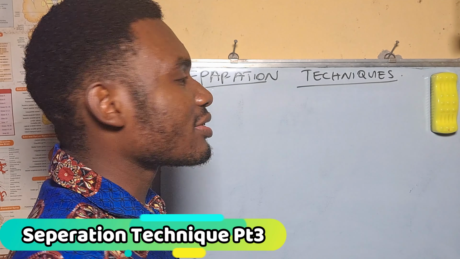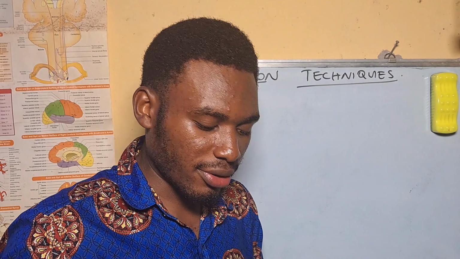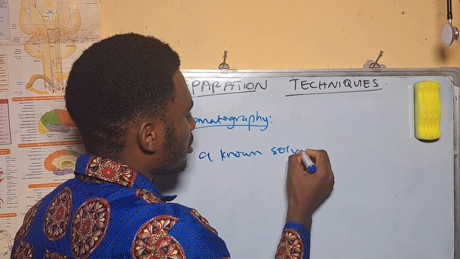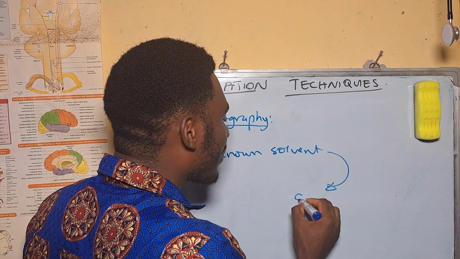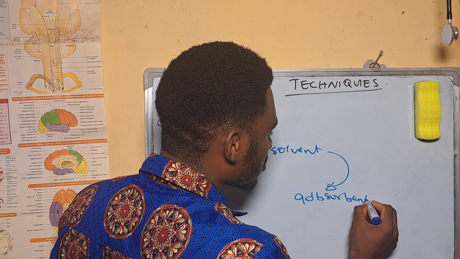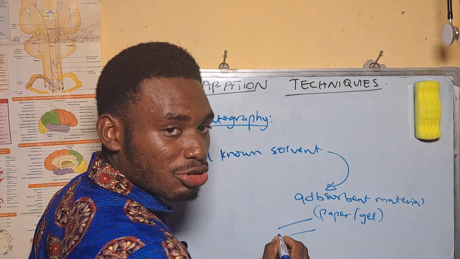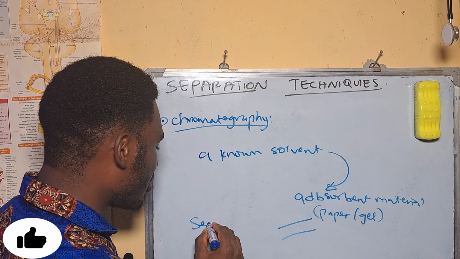Lastly, I'm going to talk about a technique called chromatography. In chromatography, the principle is that a known solvent is going to move over an absorbent material, which can be a paper or a gel, okay? And this is geared towards separating solutes of a mixture.